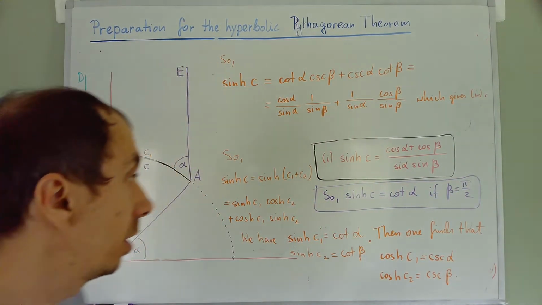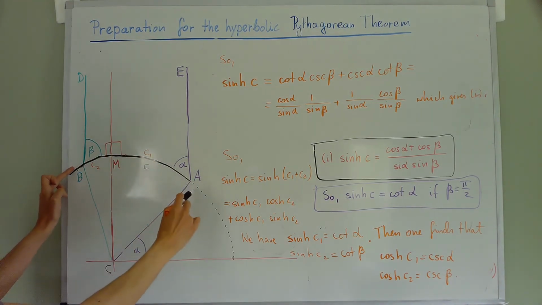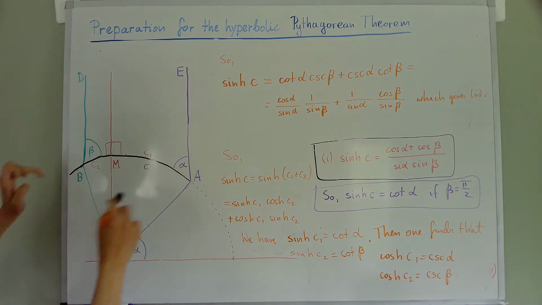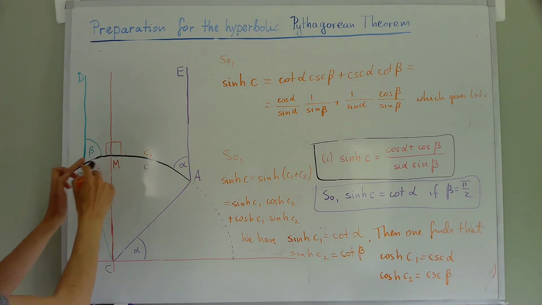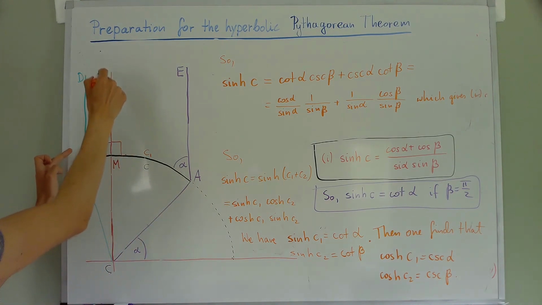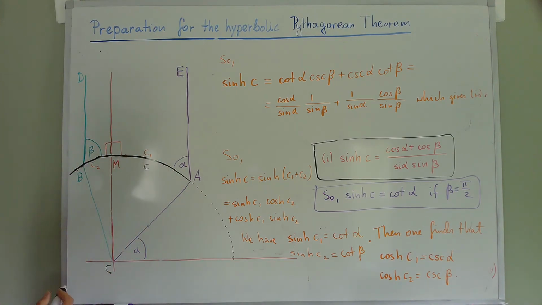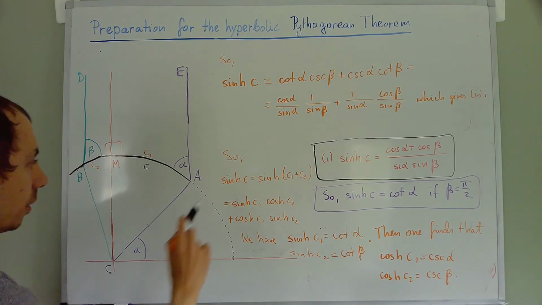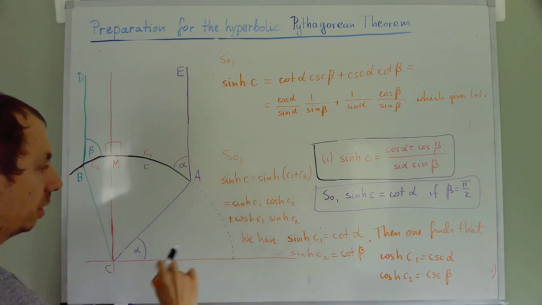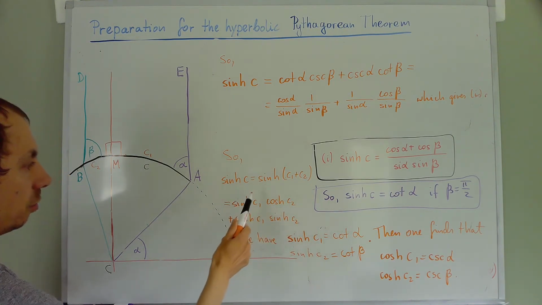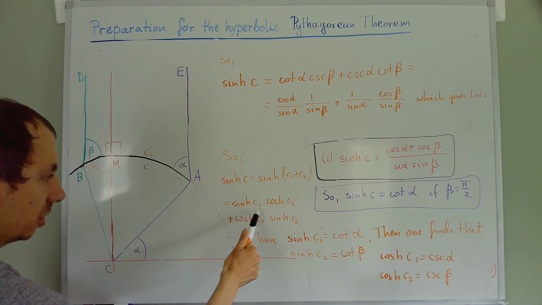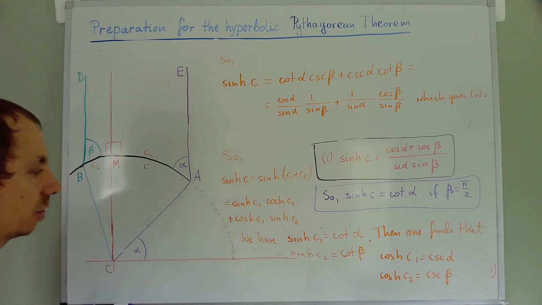Okay, so again, a little summary of this. We're looking at a general situation where these angles are not necessarily equal to 90 degrees, but if the top of the circle happens to be between these two points A and B, then we can split this arc into two arcs. To find the length of the arc C, that's just the sum of the arc lengths C1 and C2. So sinh of C is equal to sinh of C1 plus C2, and then we use this trigonometric formula to get sinh C1 cosh C2 plus cosh C1 sinh C2.